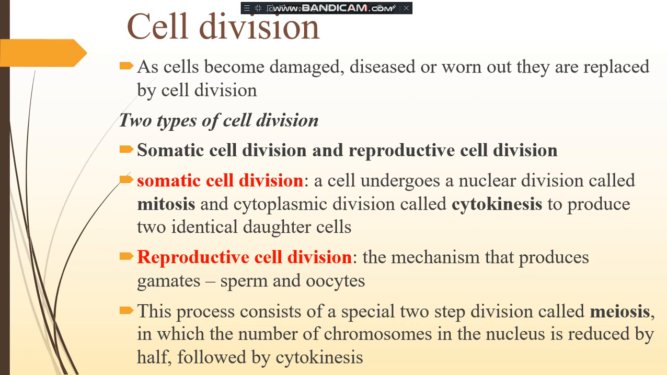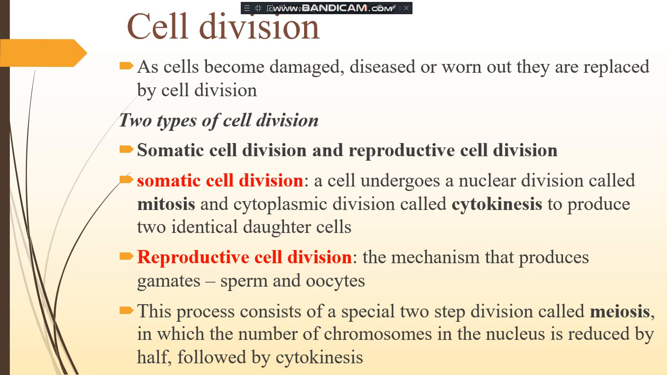It is the mechanism that produces gametes, that is sperm and oocytes. Here it consists of a special two-step division called meiosis. Meiosis means the number of chromosomes in the nucleus is reduced by half. So half the number of chromosomes will be present in one product cell. In sperm there will be half, as well as the ova will have half. When they unite to form the zygote, it will come into a pair. Thereby reproduction is done.